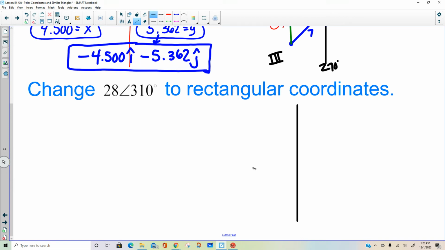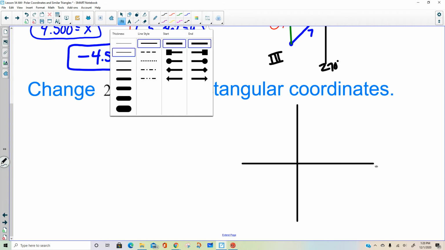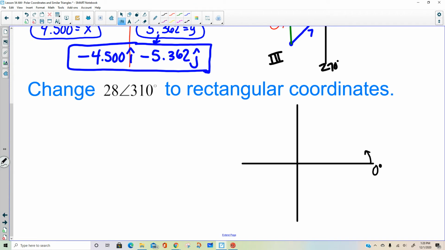The first thing you do is go find that on the grid. We start at 0 degrees, and we go around. So let's find 310. We go 90. We have to keep going, right? 180. Another 90 is at 270 degrees. We keep going. Yep, so we know we're in quadrant 4 here. How far? It's somewhere in here.